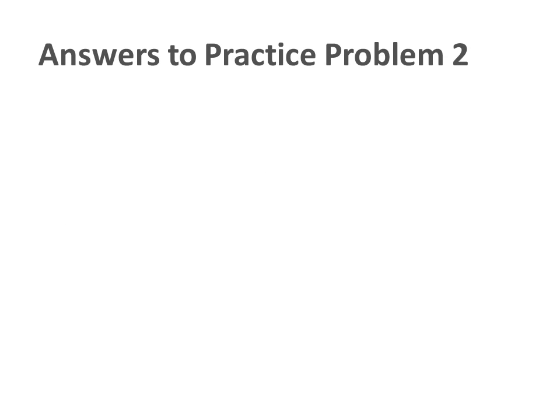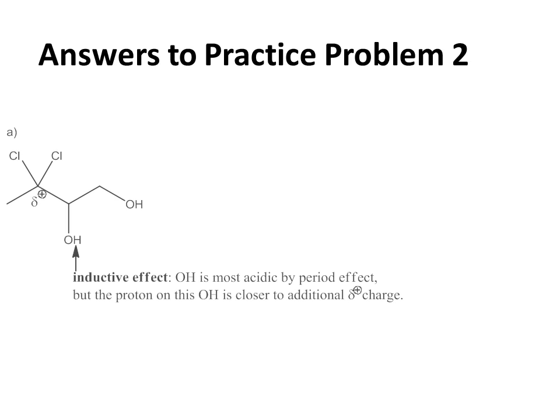Answers to practice problem 2. In part A, we have CH versus OH in our structure. OH will win because of period effect over CH. So we have two OHs to consider. The proton on the OH, which is closer to the partially positive carbon, is going to be more acidic because of inductive effect. You see, we had to invoke the period effect first.